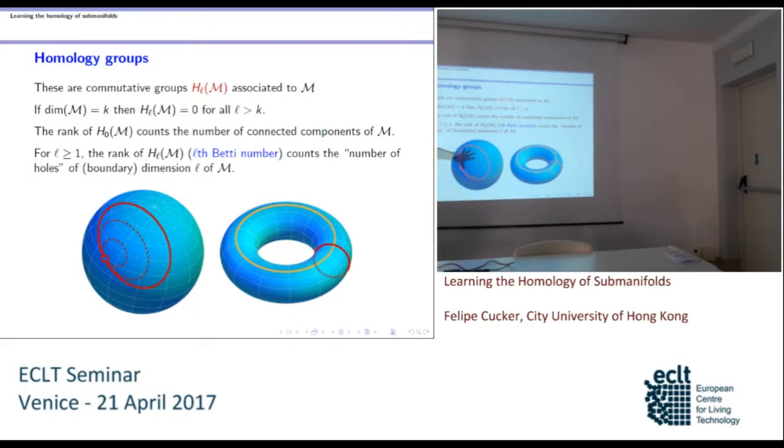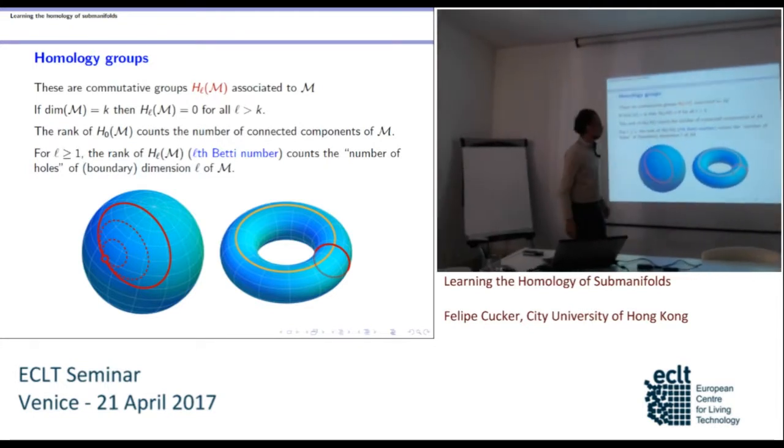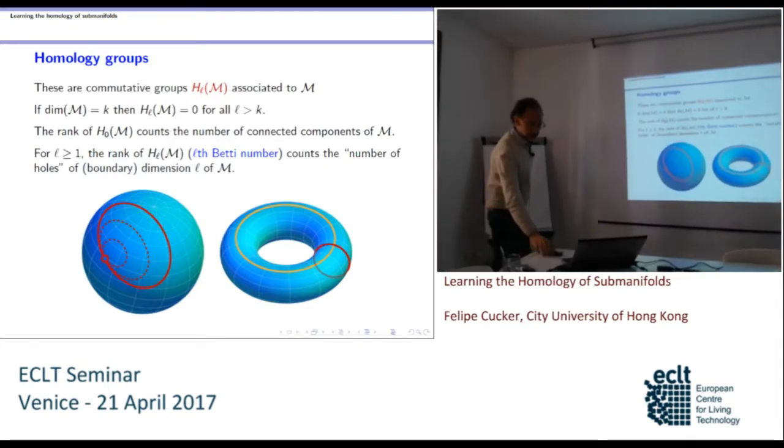So this one has no holes of dimension 1. This one has at least 2 different holes of dimension 1. So here the group is the trivial group, 0. Here the group is Z modulo Z2, Z squared. Okay?